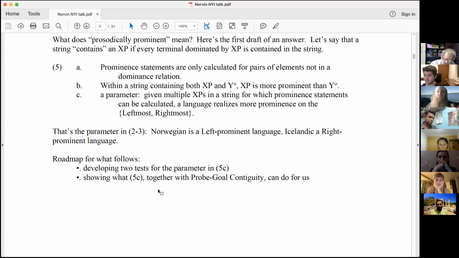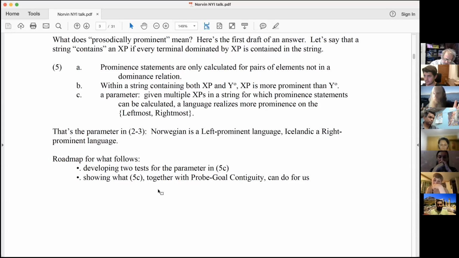And then 5C, there is a parameter. If you have a bunch of phrases in a string and you're trying to figure out where the most prominent one is, languages vary. There are languages that realize more prominence on the leftmost, and there are languages that realize more prominence on the rightmost. And that's the parameter that I illustrated for you in the pitch tracks that I just showed you. So Norwegian is a left prominent language. It has this higher pitch on the word on the left. Icelandic is a right prominent language. It has its higher pitch on the word on the right.